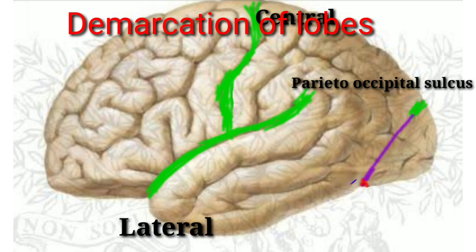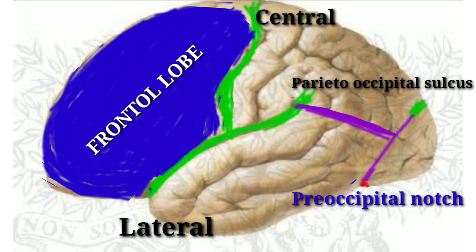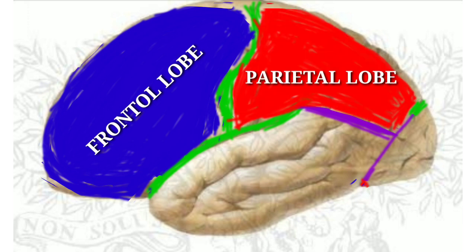What is preoccipital notch? It lies about 5 cm in front of the occipital pole. The posterior ramus of the lateral sulcus is extended to touch the vertical line. The frontal lobe lies in front of the central sulcus and above the posterior ramus of the lateral sulcus. The parietal lobe is bounded in front by the central sulcus, behind by the vertical imaginary line, above by the supromedial border and below by the posterior ramus of lateral sulcus and its backward extension.